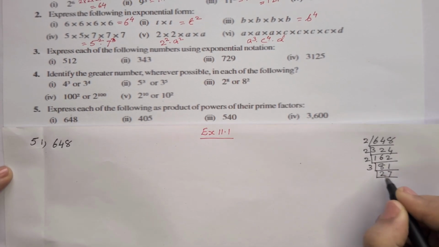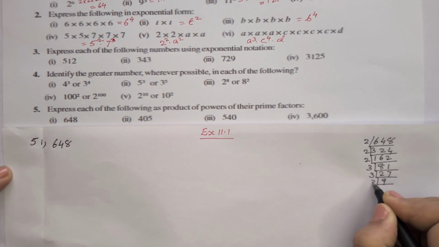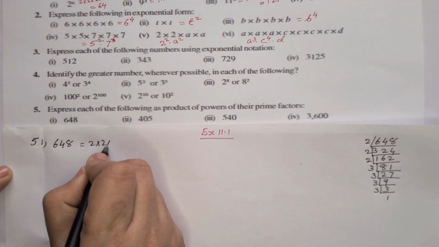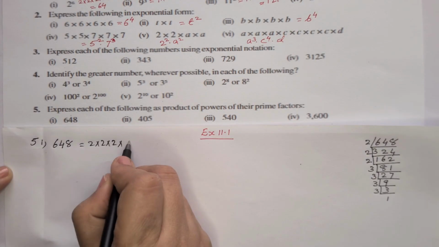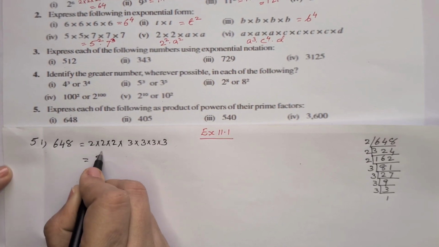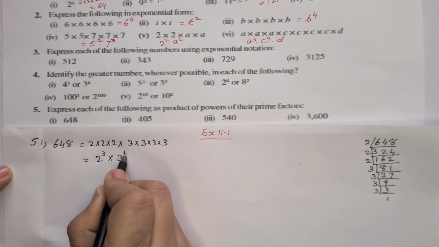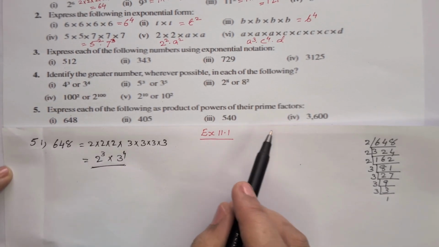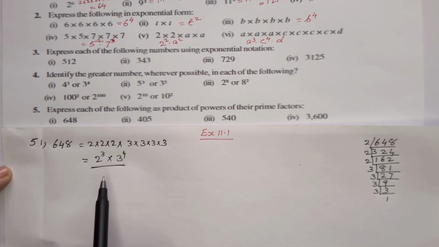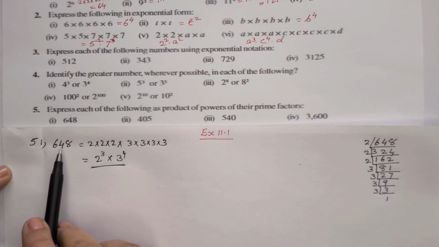So here we are getting 2 three times. So we can write 2 into 2 into 2 and 3 four times, which is the same as 2 cube into 3 raised to 4. So this is the product of powers of their prime factors. 2 and 3 are prime numbers, and these are the powers. 2 cube into 3 raised to 4 is equal to 648.